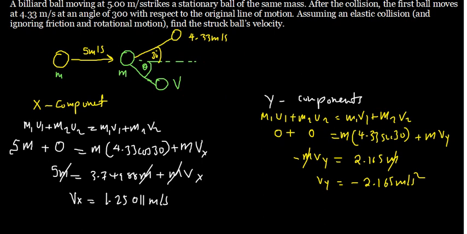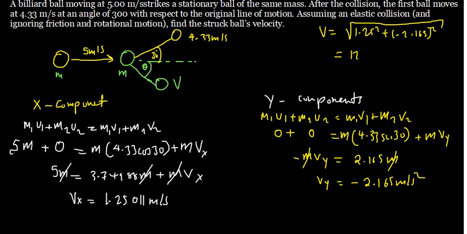Now that we have found the components of the velocity, we can find the velocity at which this one is going to be moving. So v is going to be the square root of vx squared plus vy squared, that is 1.25 squared plus negative 2.165 squared. So that is going to give us velocity being equal to, have I punched the right thing here? Okay, just give me a moment.